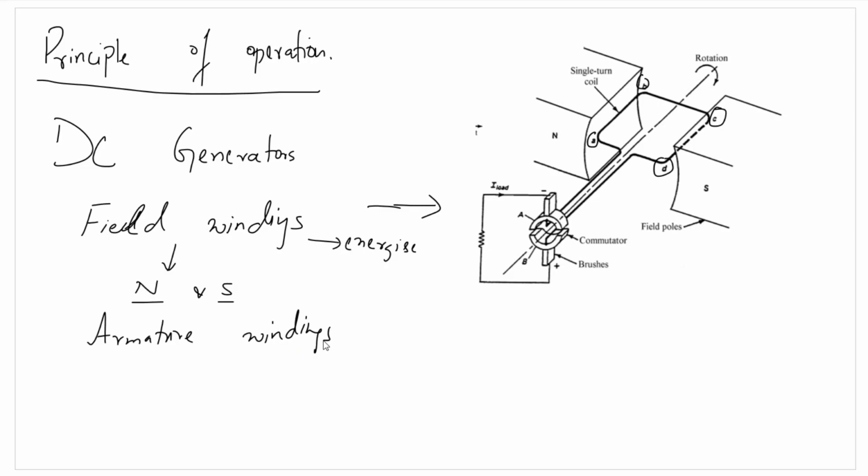The armature windings are supported on the armature core. In order to induce EMF in these conductors, we have to make sure that the armature is moving. So mechanical energy will be supplied to the armature core so that these windings start rotating with respect to the field.